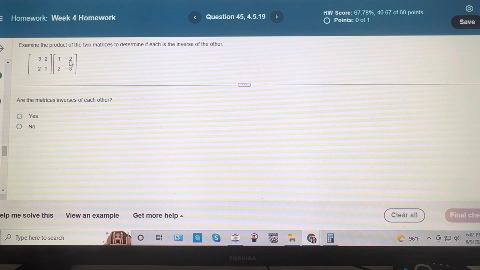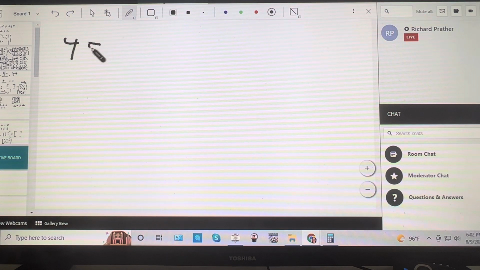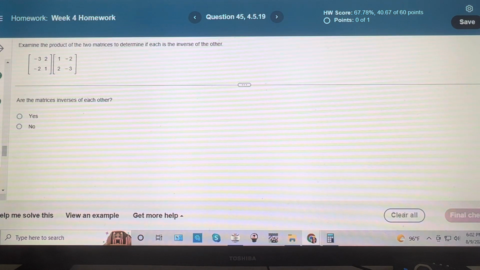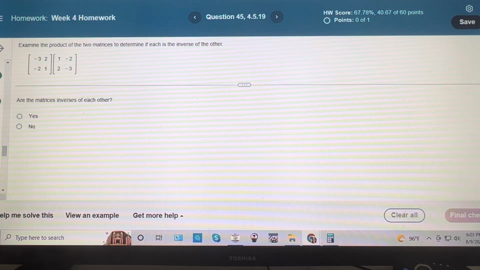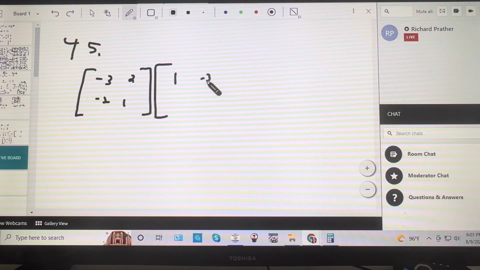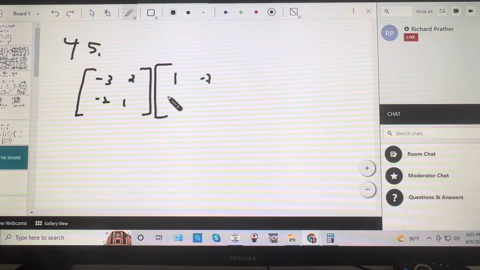So one thing we could do is just multiply these two like we did yesterday. Since these are 2 by 2s, if I get 1, 0, 0, 1, then yes, they're inverses of each other. But if I don't get that, they're not. So 45, my first 2 by 2 matrix is -3, 2, -2, 1. The second one is 1, negative 2, 2, negative 3.